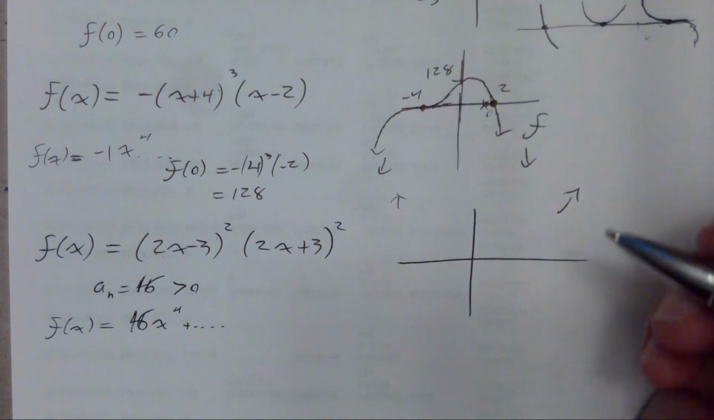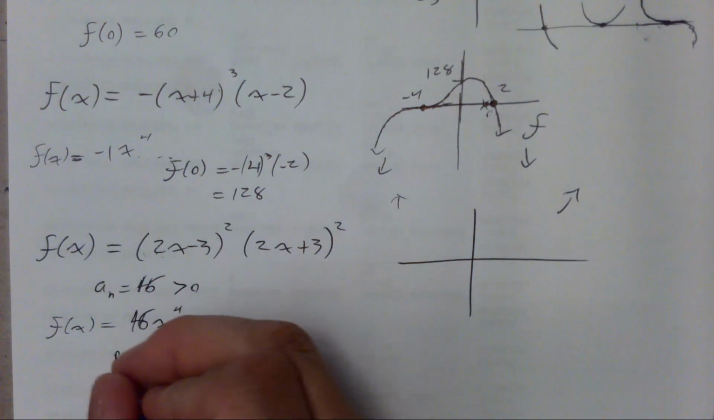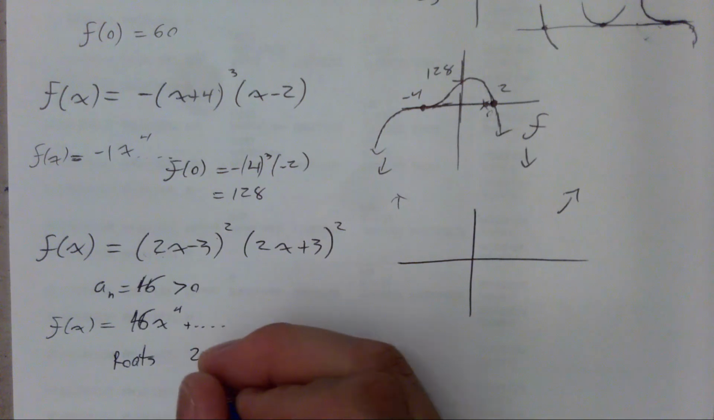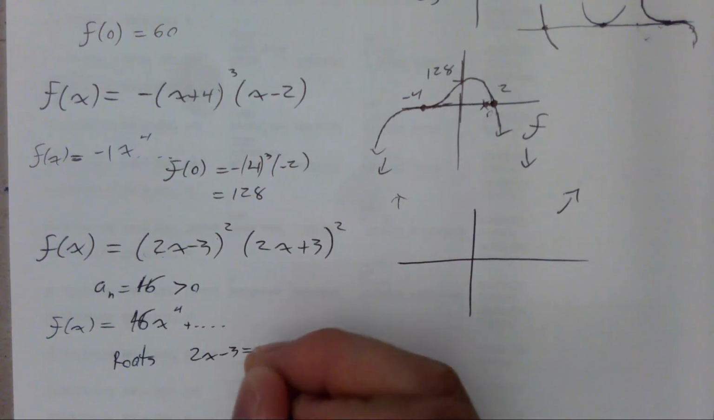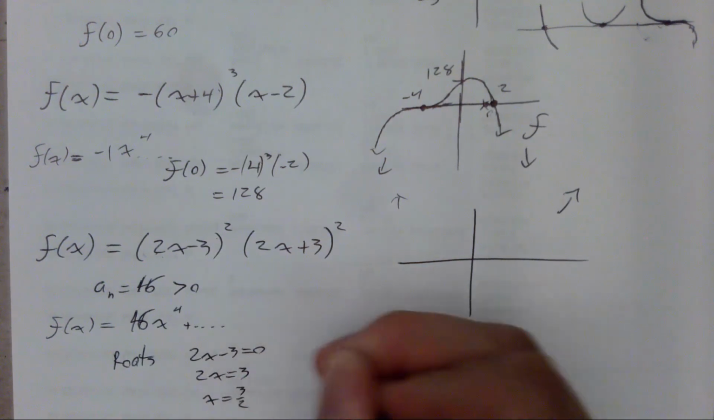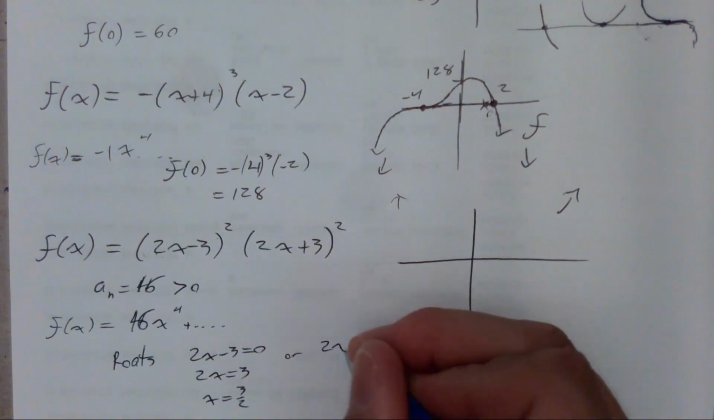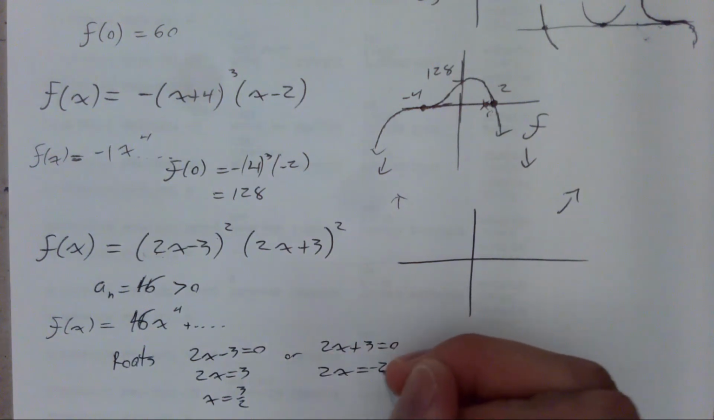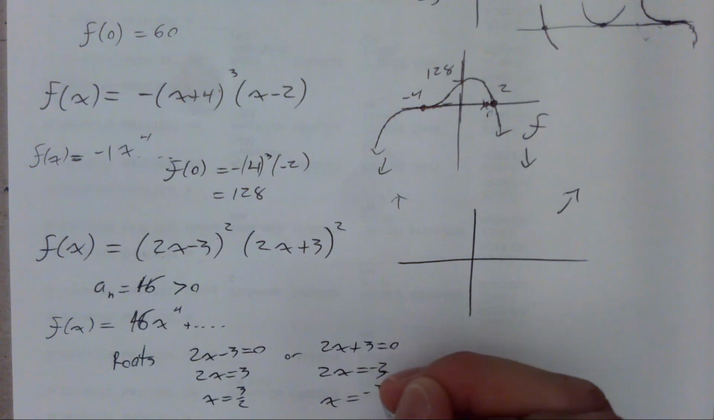My x-intercepts, or my roots, occur at the roots of the factors. F of x will be equal to 0 when 2x minus 3 is equal to 0. That happens when x is 3 halves. Or when 2x plus 3 is equal to 0. That happens when x is negative 3 halves.